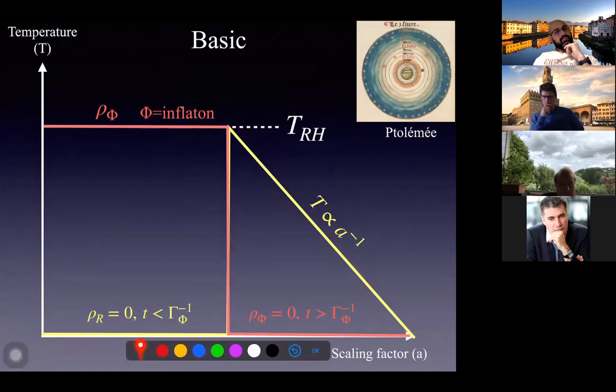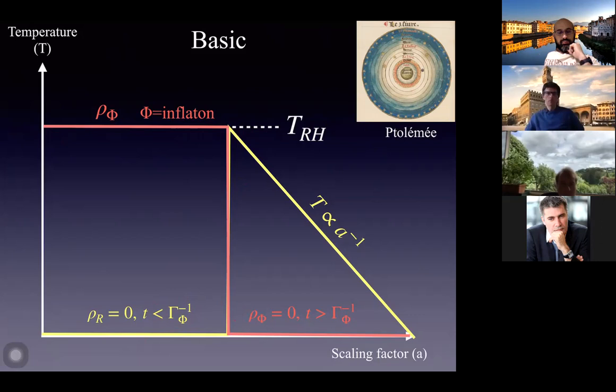Okay, so a basic case. I begin with the naive model because it's a Newton talk, so I will go from naive to Newton one by one. This is the equivalent of the geocentric model. The basic thing is that you pose that the inflaton dominates the universe up to a time, then the radiation dominates the universe at the time which corresponds roughly to the width of the inflaton. This is a good approximation as a first step.